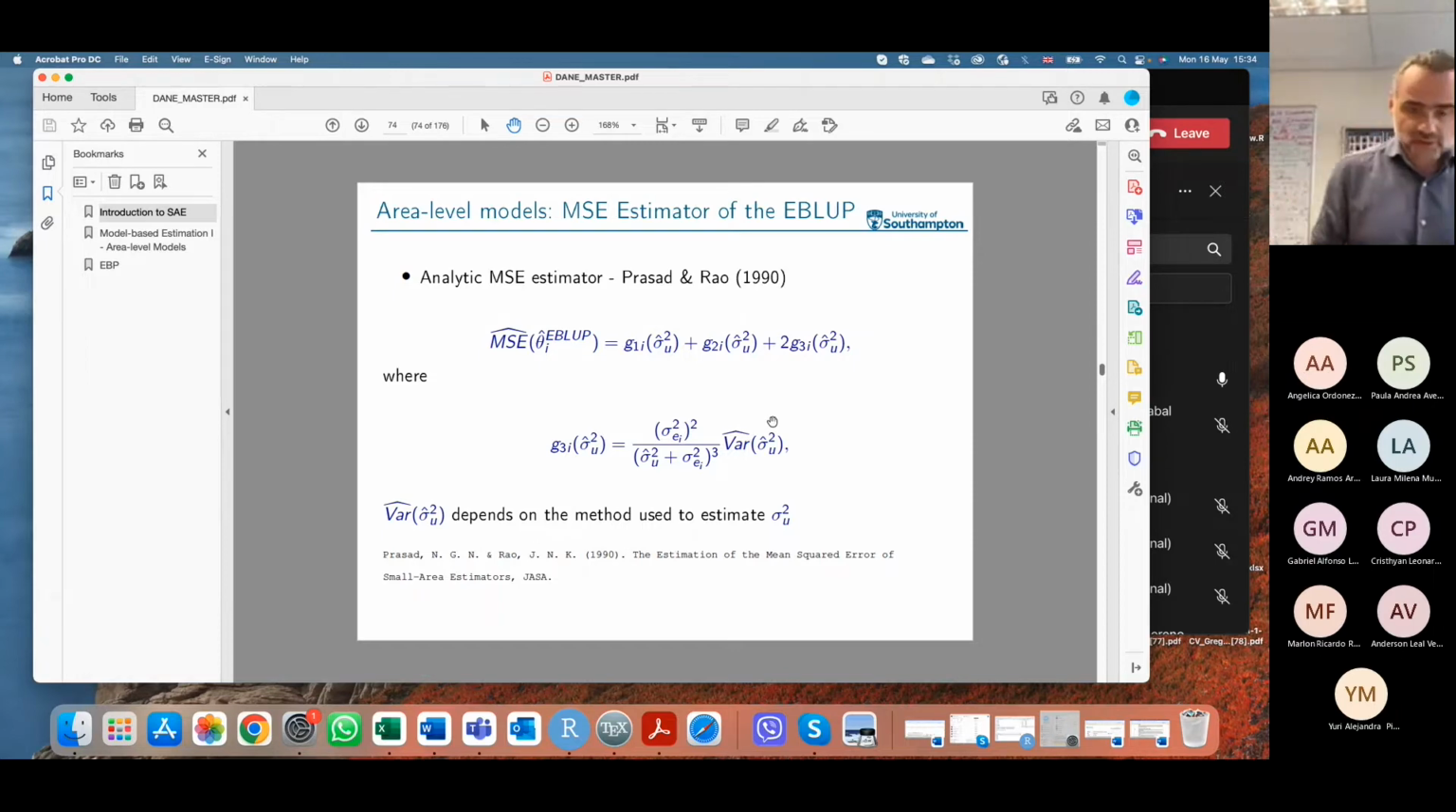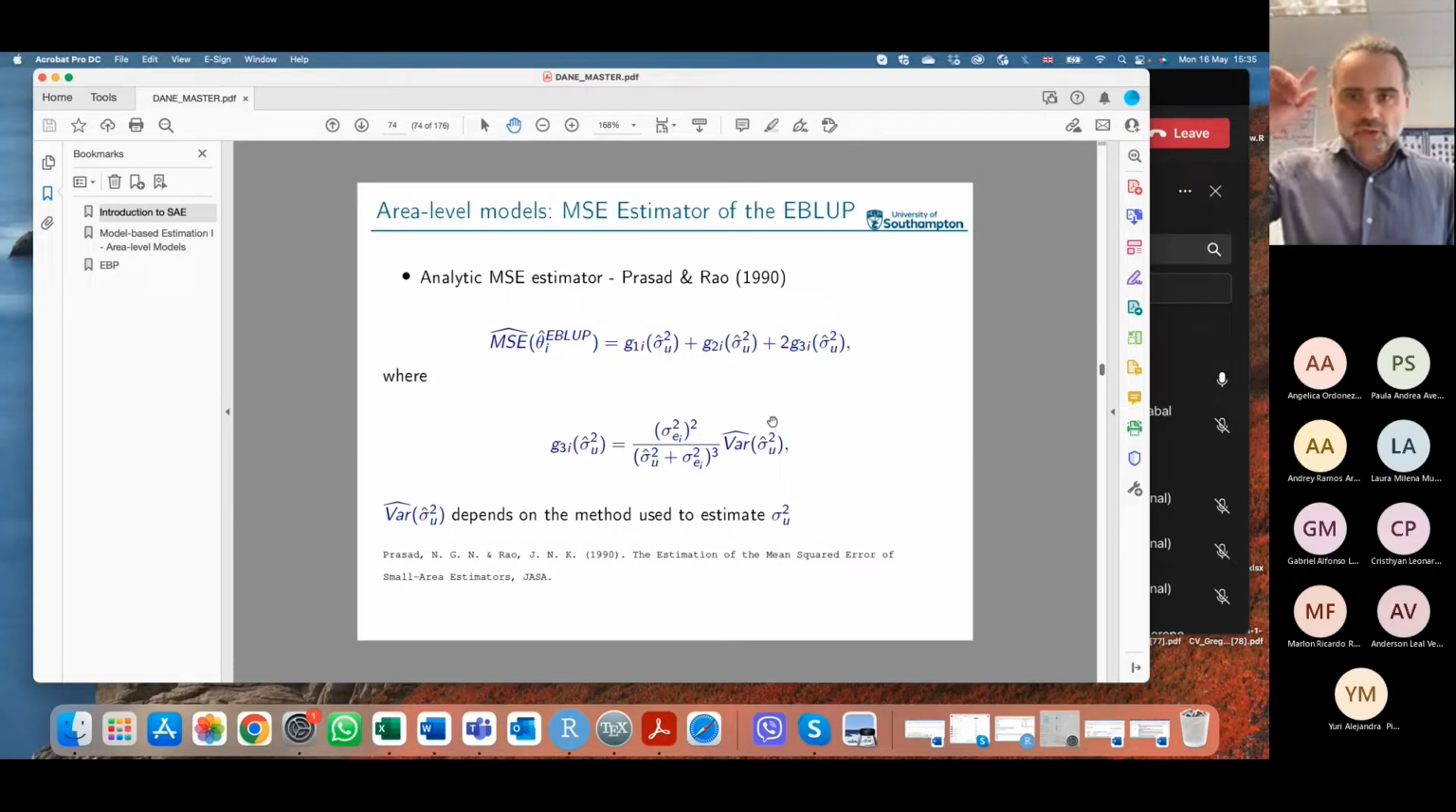The good news is that you don't need to worry about all these expressions. I'm just describing this in quite high level terms. Obviously there's a lot of algebra and mathematics behind this expression. The mean squared error depends on a Taylor linearization approach to obtaining this estimator. However, all of this has been programmed into statistical software, and you have ready-made tools that will allow you to output the estimated mean squared errors, in this case of the Prasad-Rao.